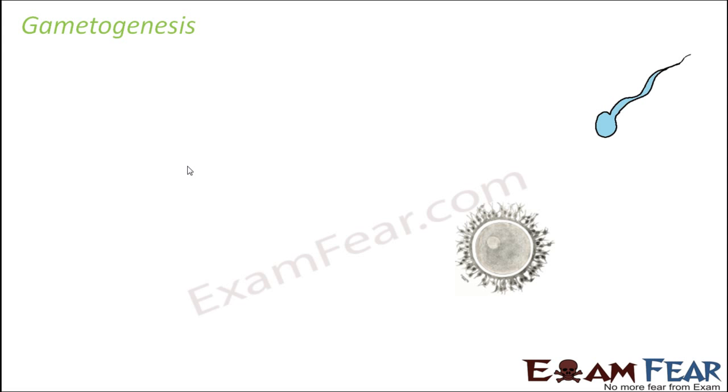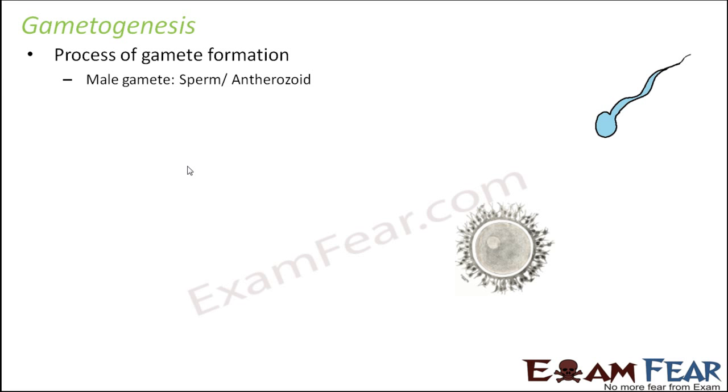So let us now talk about gametogenesis. As I said, gametogenesis is the process of gamete formation. There is one male gamete and one female gamete. In the heterogamous situation, where the gametes are not identical to each other, the male gamete is called sperm or antherozoid and the female gamete is called egg or ovum. Generally sperm and egg are the terms which are commonly used because they are easy to remember. Now the question is, how are these sperms and eggs formed inside the body? That is what we will understand in the process of gametogenesis.